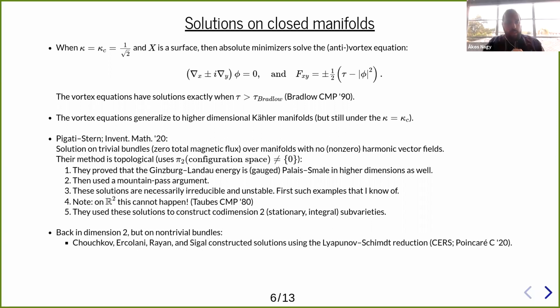Well, the work was, I think, in either 16 or 17, but it was eventually published in 20, a work of Shishkov, Erkolani, Ryan, and Sigal. They constructed solutions in 2 dimensions using Lyapunov-Schmidt reduction. And I will talk more about their technique and what they proved in the following slides, because this is what Gonçalo and I extended.